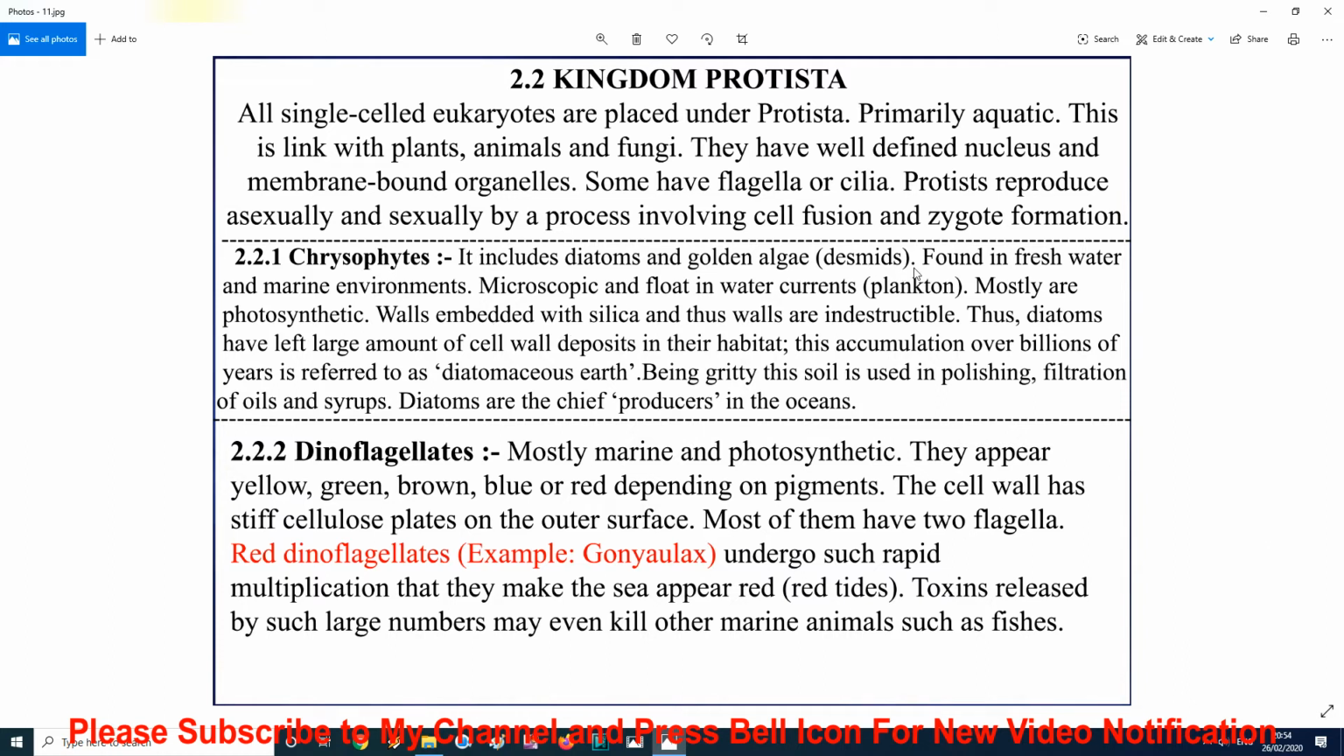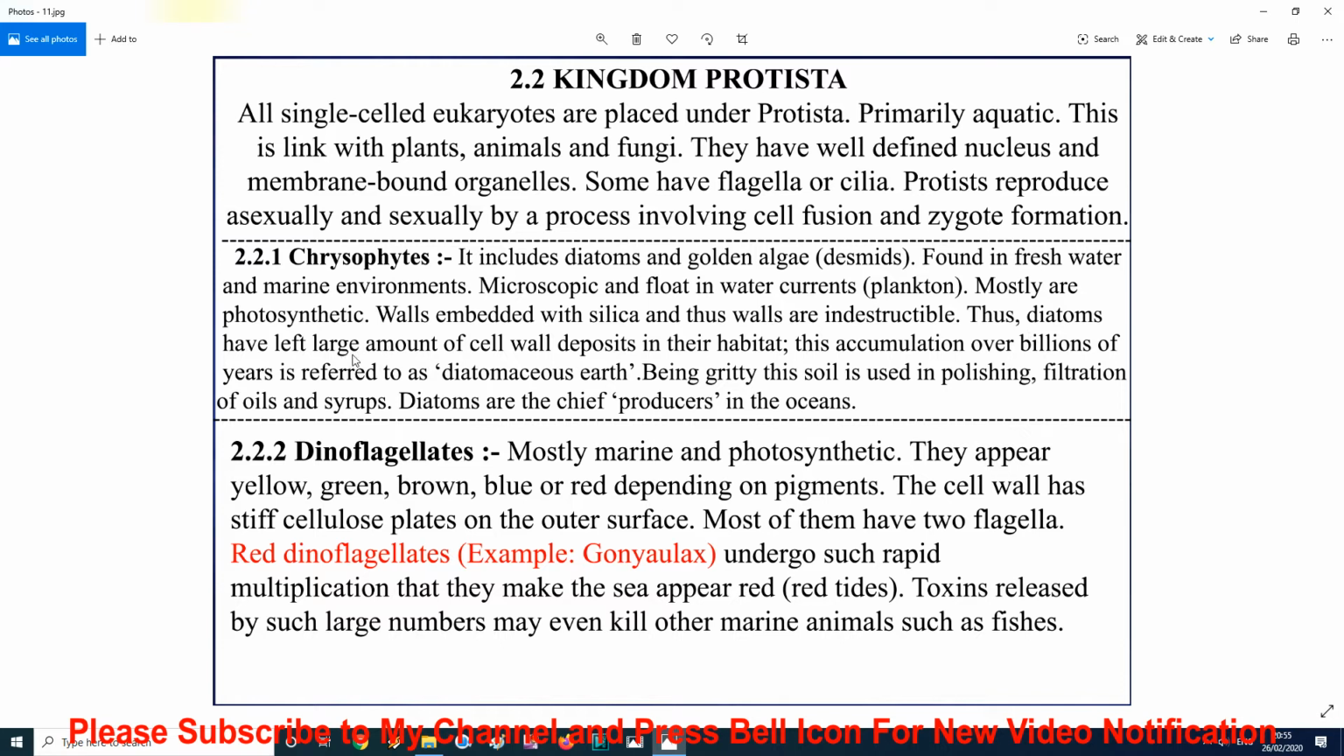So it is most probably showing the characteristics of plants. Mostly they are photosynthetic. As I told you, Kingdom Protista is divided into all these categories, but out of them, chrysophytes are also known as plant-like Protista, just because they show plant-like characters. Their walls are embedded with silica, and thus the walls are indestructible. It means their cell wall is made of silica, a kind of material, and therefore it cannot be destroyed.